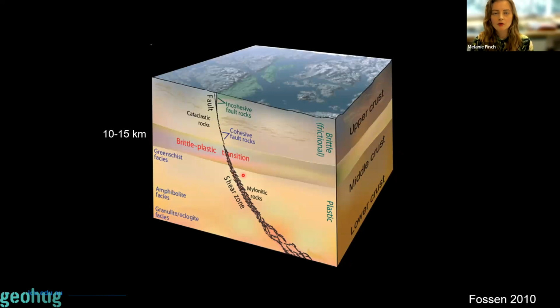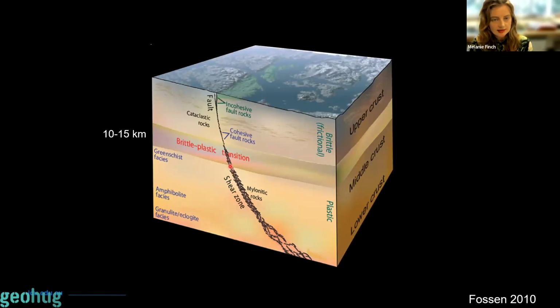This is where rocks can flow instead of breaking. We often talk about shears, and these can be brittle shears that form up here in the shallower levels, but really these broad zones of ductile deformation occur at a higher metamorphic grade in the middle to lower crust. So that's the zone that I'm interested in.